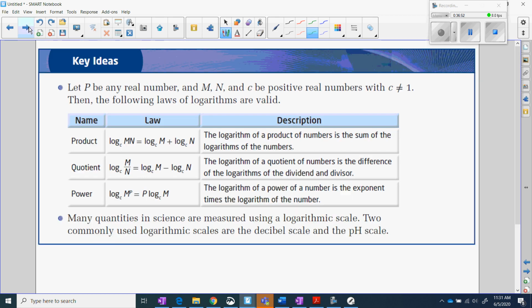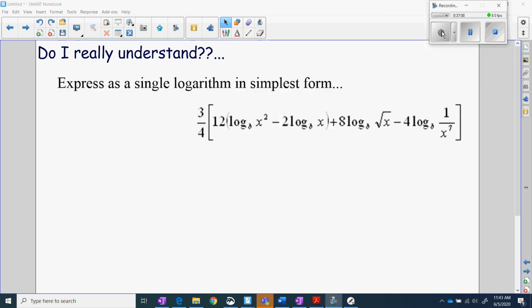So this just summarizes your laws of logarithms. So I'm going to show you a common type of question that we'll run into. Okay, so I've got my last two examples ready here for you now. At first glance, you say, wow, look at this. I have a bunch of logarithms, and I want to write it as a single logarithm in simplest form.